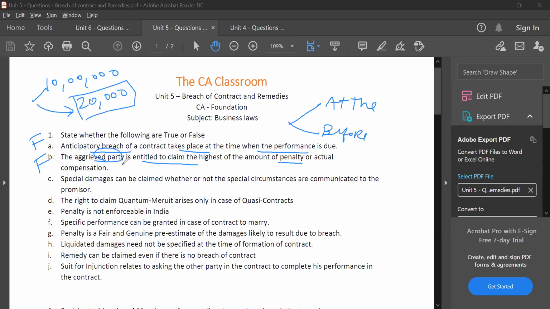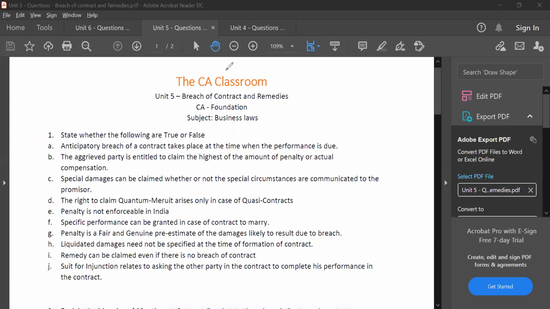Please, can you explain it again? Yeah, I'll explain the concept of penalty and liquidated damages. It's a little important also. Just a minute. Follow very carefully, guys. I'll present the whiteboard for this.